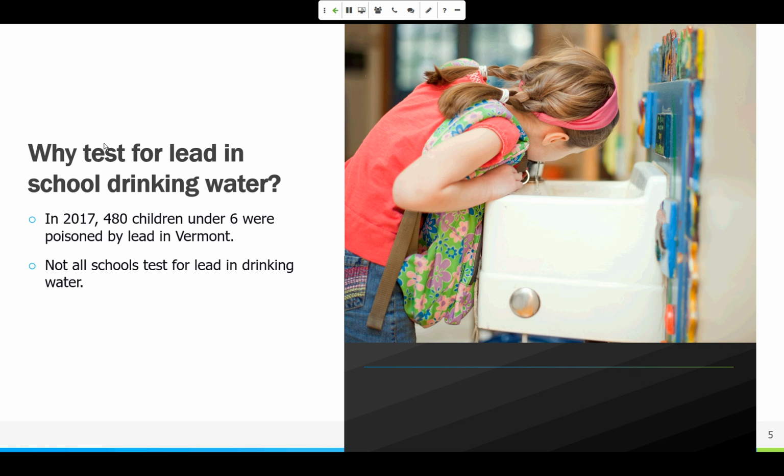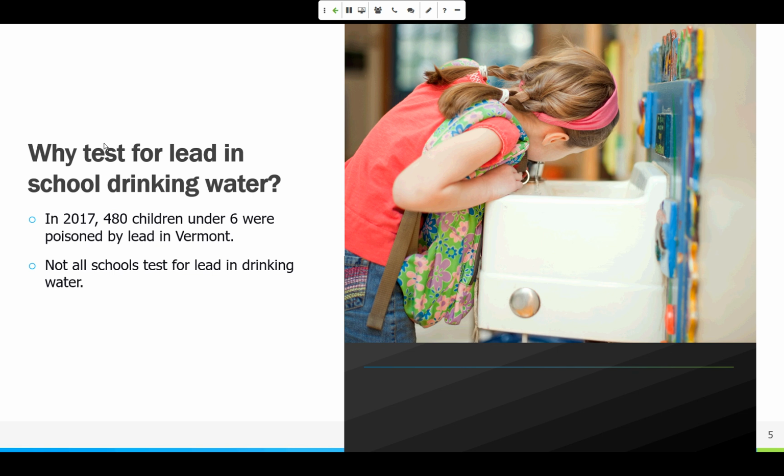Thanks. So we know that lead's a toxic metal, it's harmful to human health, and lead can harm anyone, but children under the age of 6 are at special risk. Children are most susceptible to the effects of lead because their bodies are still developing. They absorb lead more easily than adults do. And in 2017, 480 children in Vermont were poisoned by lead. While a major source of lead poisoning in Vermont children is paint, lead in plumbing pipes and plumbing fixtures can also add to their overall exposure.